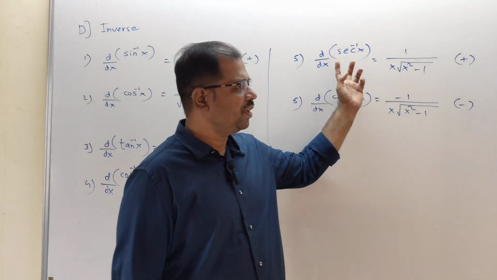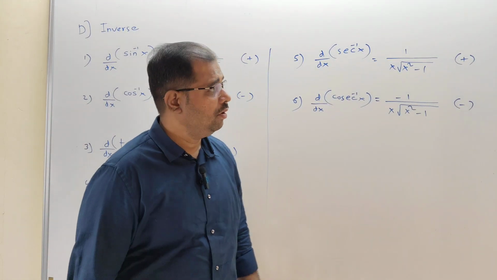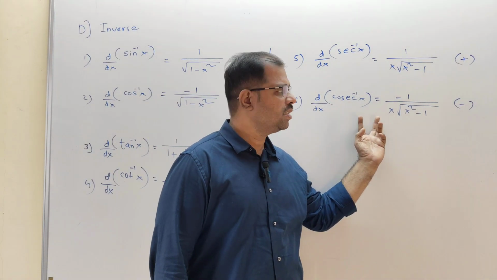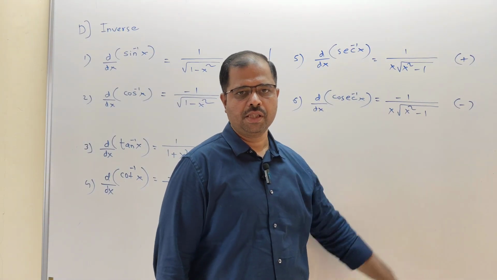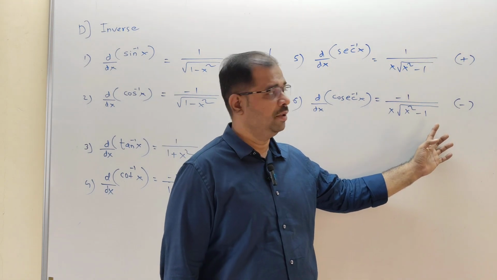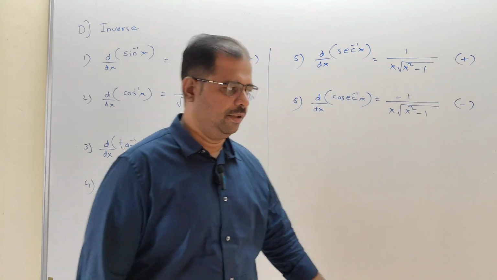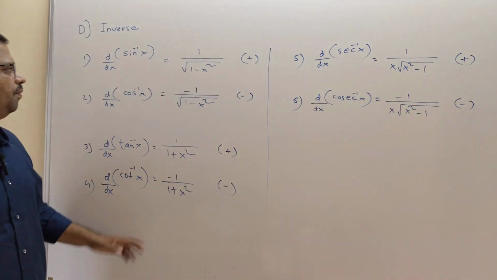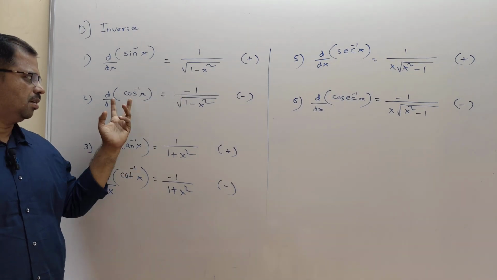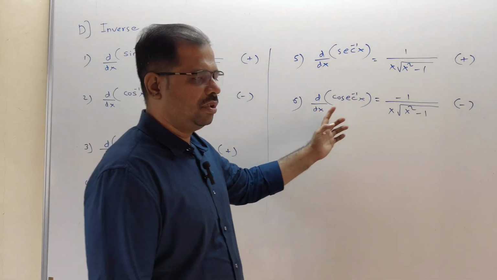Derivative of sec inverse of x is 1 upon x into root of x square minus 1. Derivative of cosec inverse of x is minus 1 upon x into root of x square minus 1. Sec inverse of x plus sign, cosec inverse x minus sign. Here also, whenever ratio starts with the letter C, there is a minus sign. Cos inverse minus, cot inverse minus, cosec inverse minus sign.